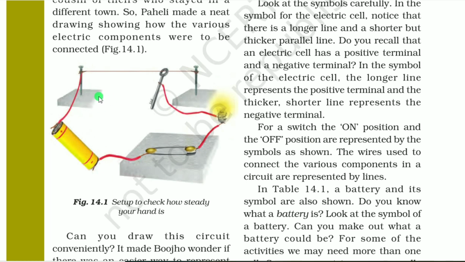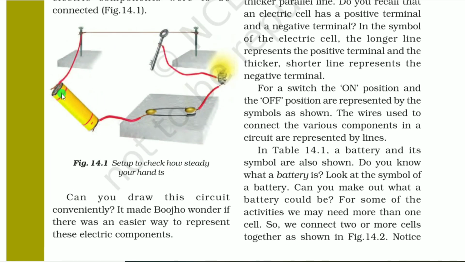If you start from the cell, you can see the plus sign here and the minus sign here. That means this is the positive terminal and this is the negative terminal. And current always flows from positive to negative, so current will flow in this direction. You can see this is the wire, connected with another nail, and current will always flow through a conductor. If a path is closed, then it will only follow that path.